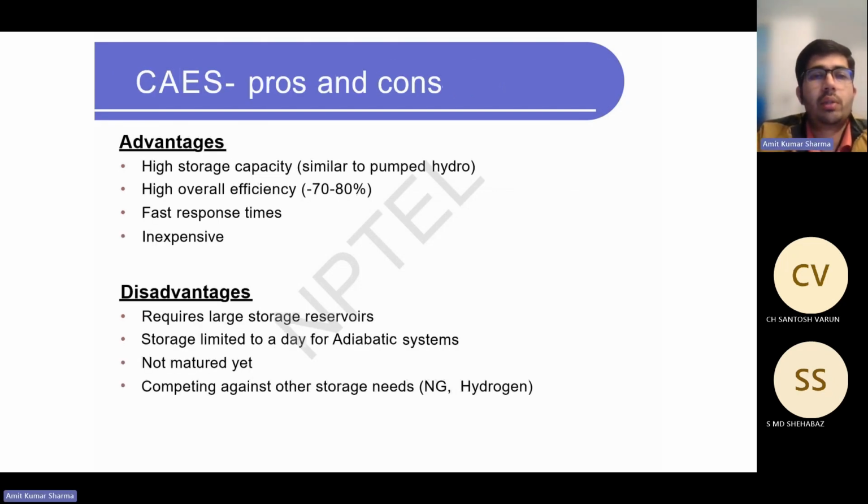So what are the pros and cons? Advantages are high storage capacity, similar to pumped hydro, high overall efficiency in the range of 70 to 80%, faster response time, and it is also inexpensive. What are the disadvantages? It requires large storage reservoirs, storage is limited to a day for the adiabatic system, it is not matured yet, and it competes against other storage needs.